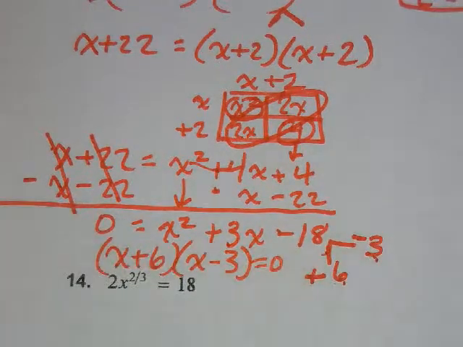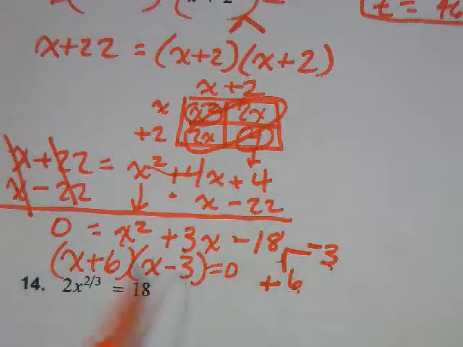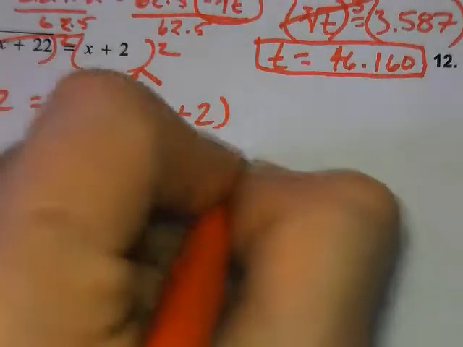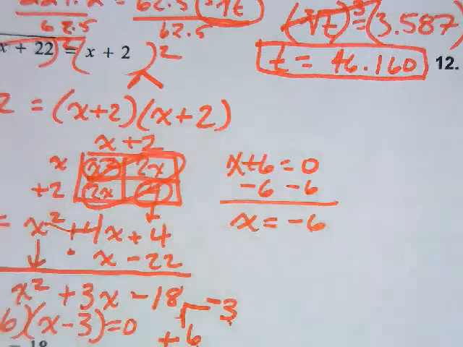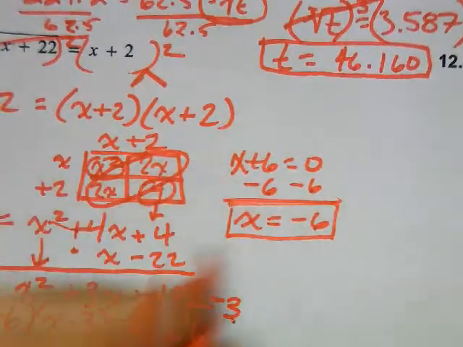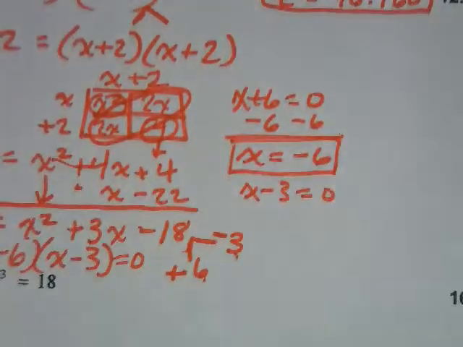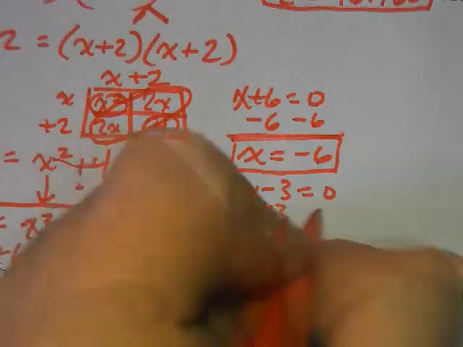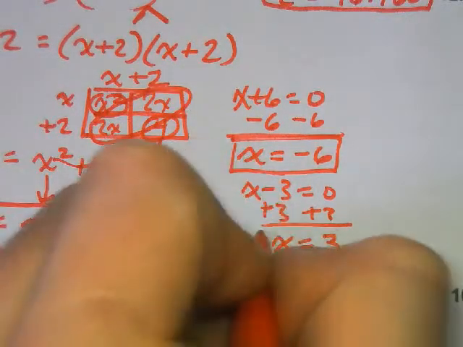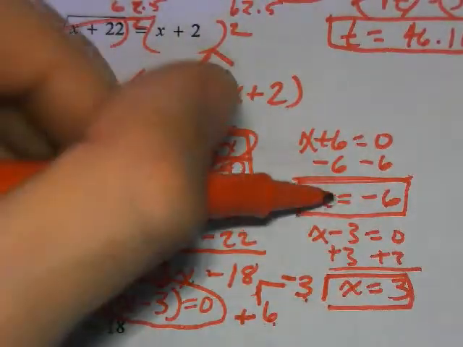Okay? So these factors can turn into roots. You have x plus 6 equals 0 and x minus 3 equals 0. X plus 6 equals 0. Subtract 6 from both sides, and you get x equals negative 6. That's one solution. You also have x minus 3 equals 0. And that's this factor right here. Add 3 to both sides, and you get x equals 3. Just like we did in the last problem, you're going to want to substitute these two answers back into the original equation.